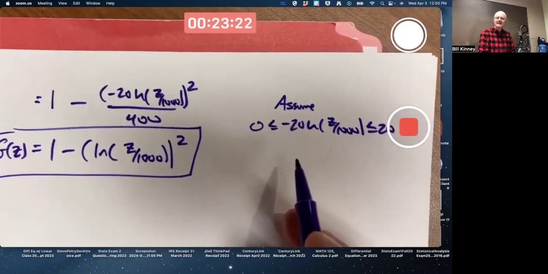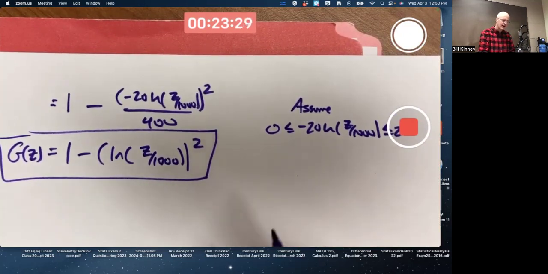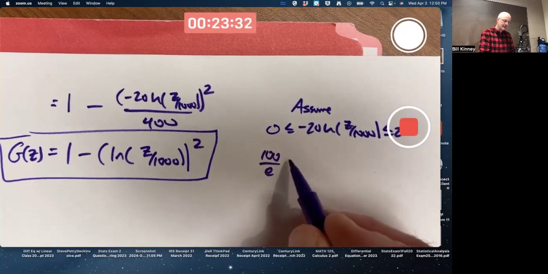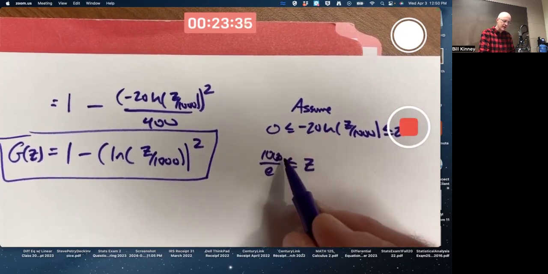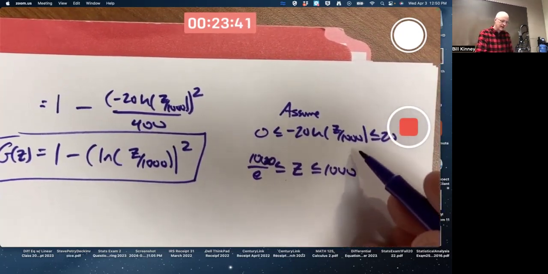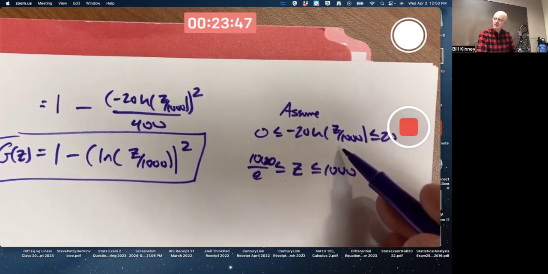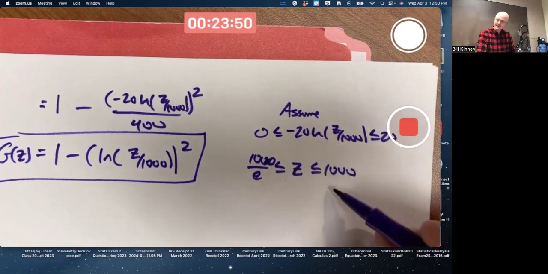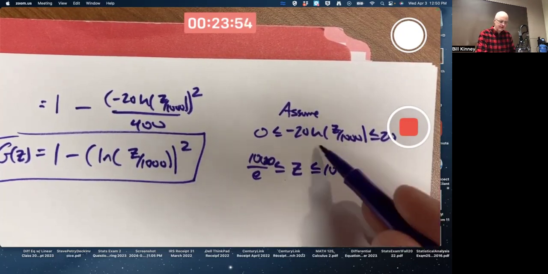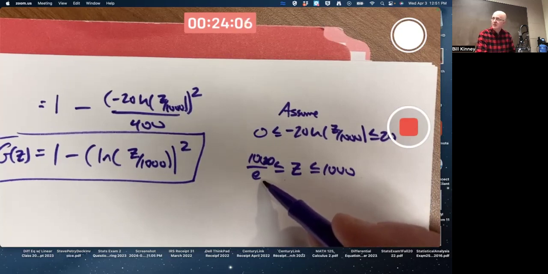If we assume negative 20 ln of z over 1,000 is between 0 and 20, what does that mean about z itself? I'll let you check this. It turns out to mean that z itself is between 1,000 over e and 1,000. Think about it a little bit. If this quantity equals 0, that means the ln is 0, which means its input is 1, which means z is 1,000. On the other hand, if this thing equals 20, and you solve for z, you'd have to divide both sides by negative 20 and get a negative 1 over here, and then exponentiate, getting e to the negative 1. And you'd also have to multiply both sides by 1,000.